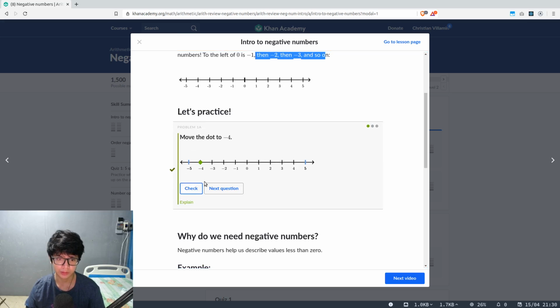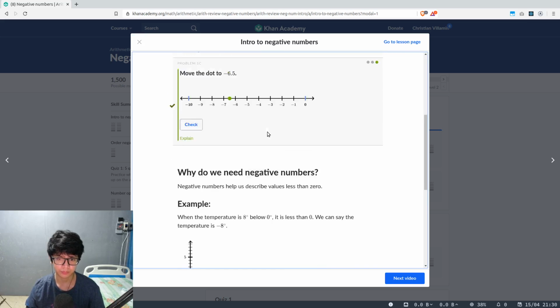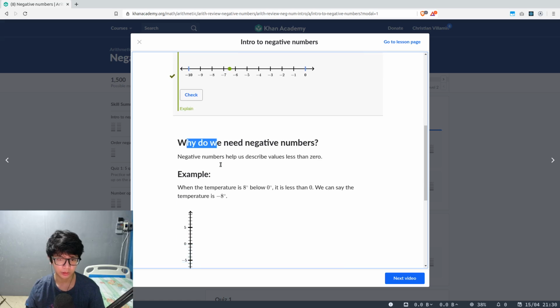Am I supposed to do it like that? Okay. 6.5. Wow, okay. First time I've dealt with decimals.